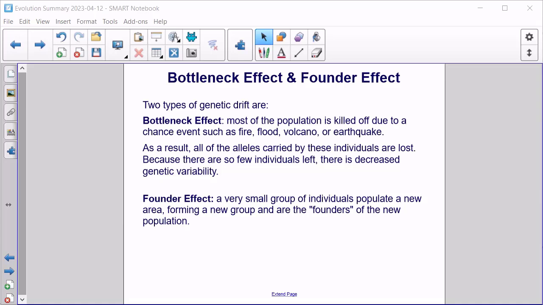And 2, the founder effect, where a very small group of individuals populate a new area, forming a new group, and they are the founders of the new population.